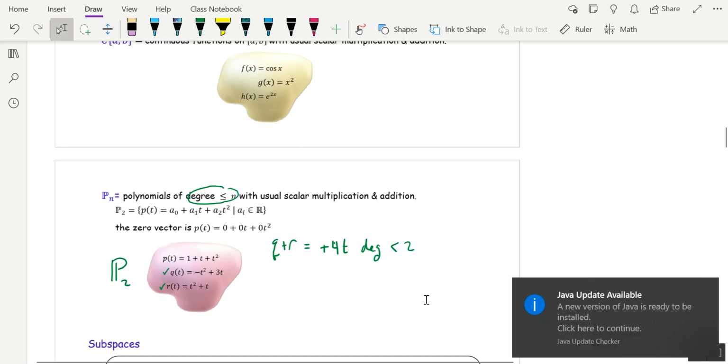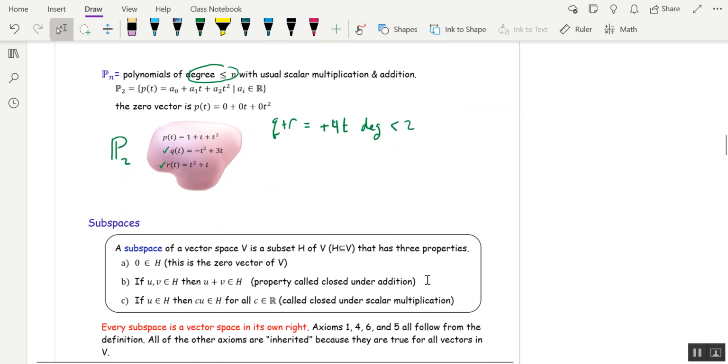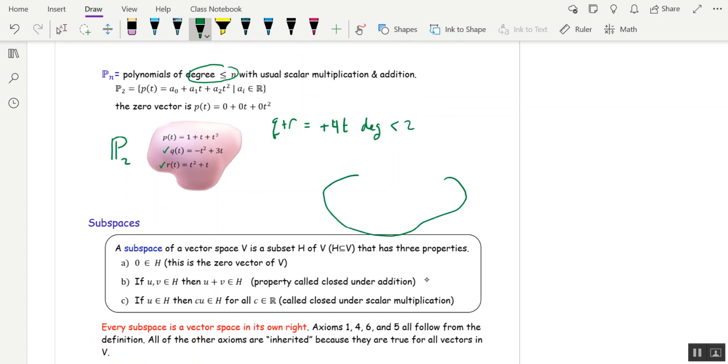So let's talk about subspaces. A subspace of a vector space is a subset. Here's a vector space V. H is a subset, and it's actually a mini vector space living inside of V. So it's not just any subset, it's a subset that follows these 3 axioms. The 0 vector lives in H. We know the 0 vector lives in V because V is a vector space, so it has to have the 0 vector. But actually, the 0 vector lives in H. So 0 lives here. It's in both V and H.